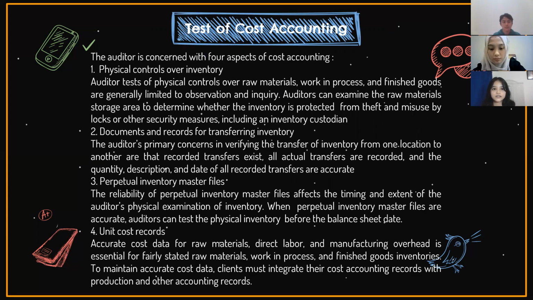Test of cost accounting. The auditor is concerned with four aspects of cost accounting. First, physical control over inventory. Auditor tests of physical control over raw material, work in process, and finished goods generally consist of observation and inquiry. Auditors can examine the raw material storage area to determine whether the inventory is protected from theft and misuse by locks or other security measures, including an inventory custodian.